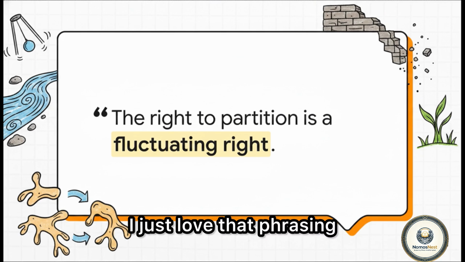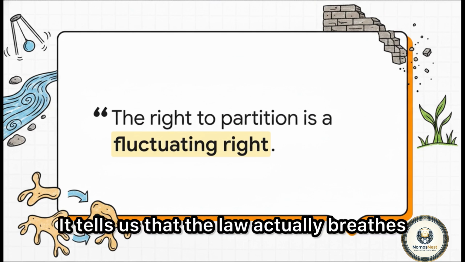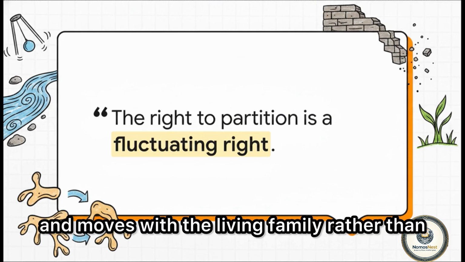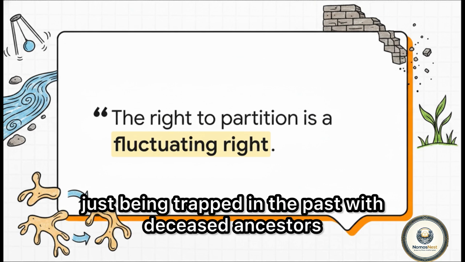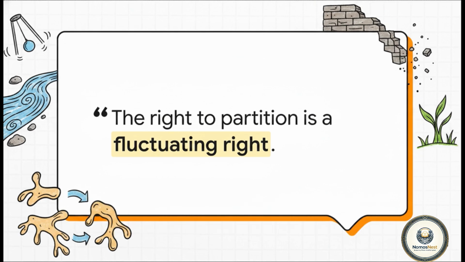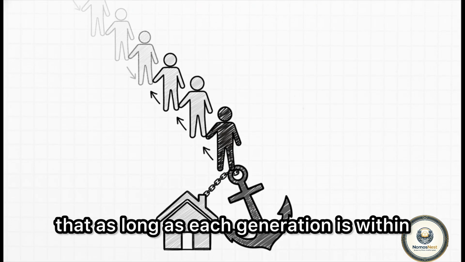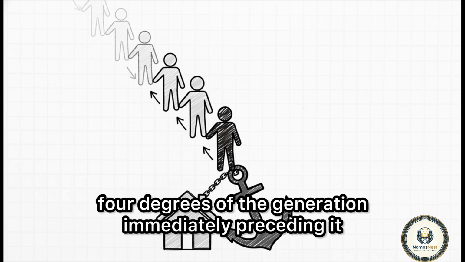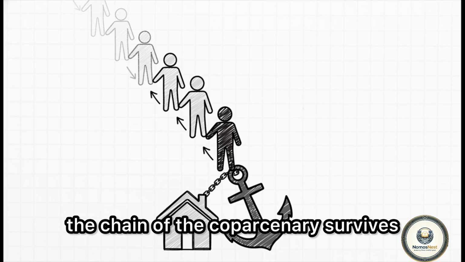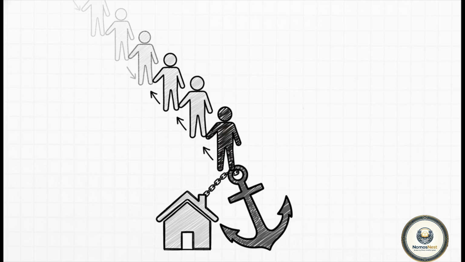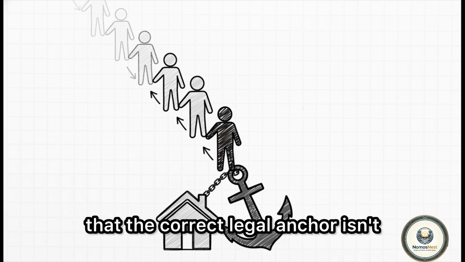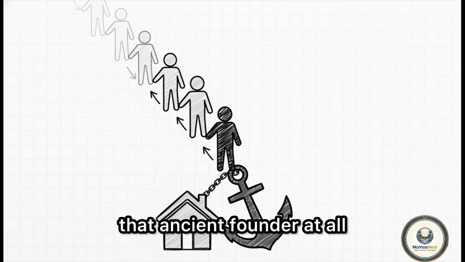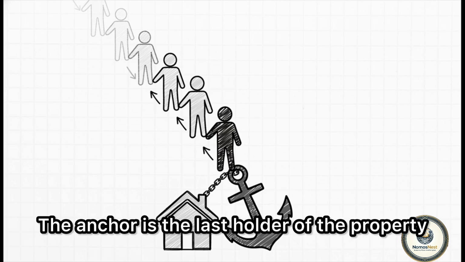I just love that phrasing. It tells us that the law actually breathes and moves with the living family, rather than just being trapped in the past with deceased ancestors. What this means in practice is that as long as each generation is within 4 degrees of the generation immediately preceding it, the chain of the coparcenary survives. The court established that the correct legal anchor isn't that ancient founder at all. The anchor is the last holder of the property.